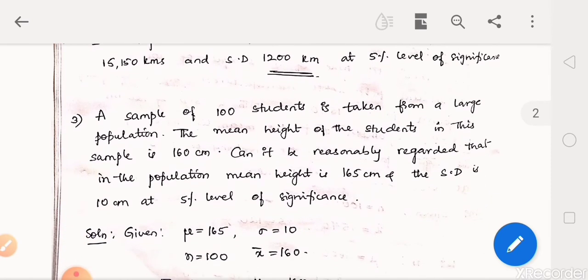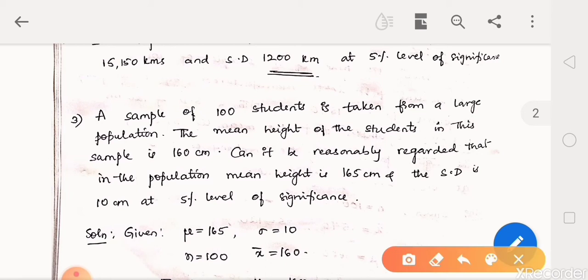Third problem. A sample of 100 students is taken from a large population. The mean height of the students in this sample is 160 cm. Can it be reasonably regarded that in the population the mean height is 165 cm and the standard deviation is 10 cm at 5% level of significance?